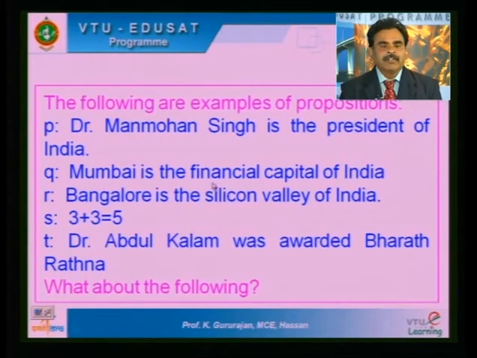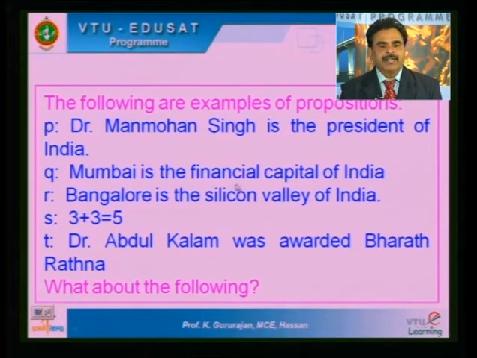Now, you can notice some examples of propositions. For example, Dr. Manmohan Singh is the president of India. If you make this statement, it is a declarative sentence, no doubt about it, but its truth value is false. We are aware that Dr. Manmohan Singh is our prime minister, but not the president. So, I can write symbolically P, F.